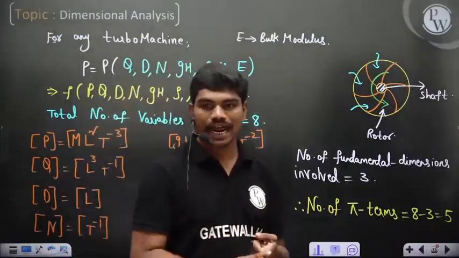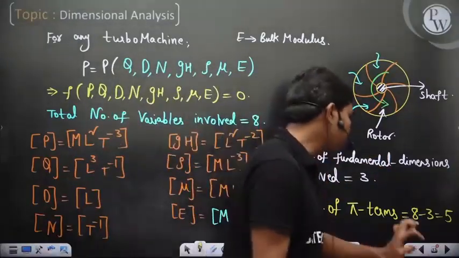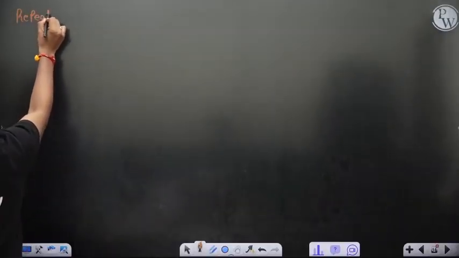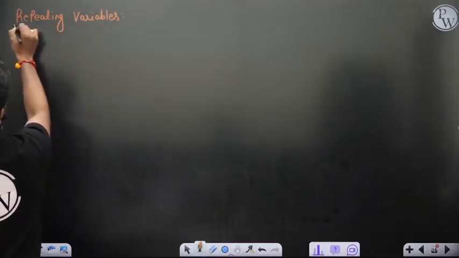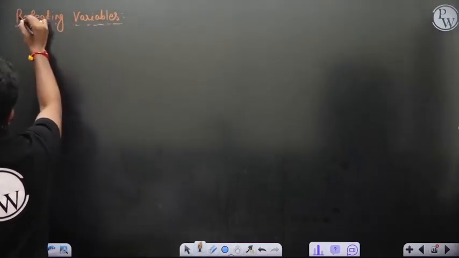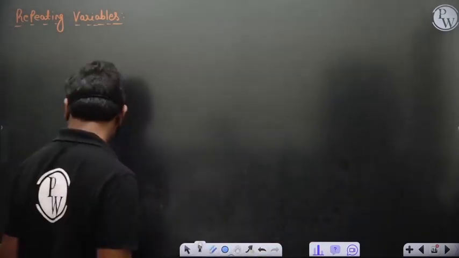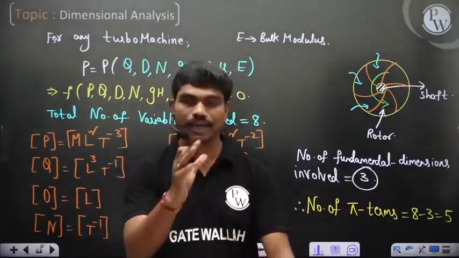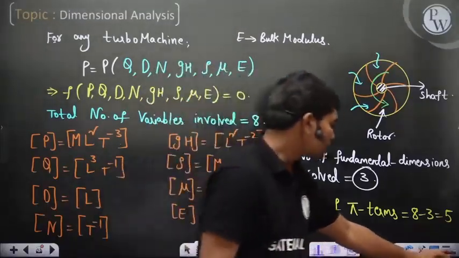Now to do this dimensional analysis, we have to choose the repeating variables. Of course, I'm using the Buckingham pi theorem, so we need the concept of repeating variables. So we have to fix these repeating variables. How many repeating variables do we have to choose? These many, correct? The number of fundamental dimensions involved in the problem should be the same as the number of repeating variables. So how to pick the repeating variables? This is the first question. So any idea? You know the rules for picking the repeating variables.